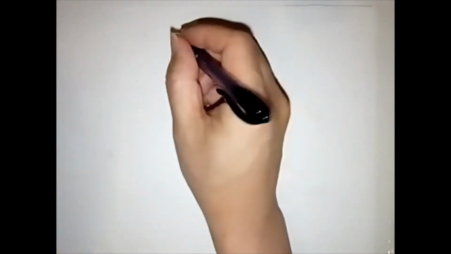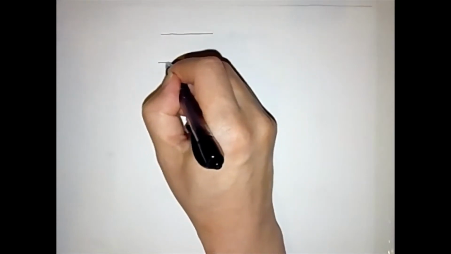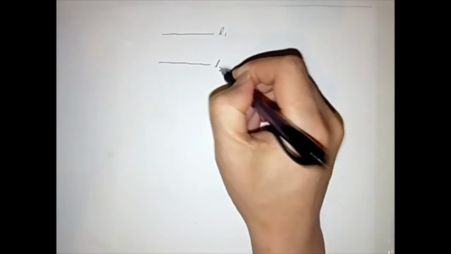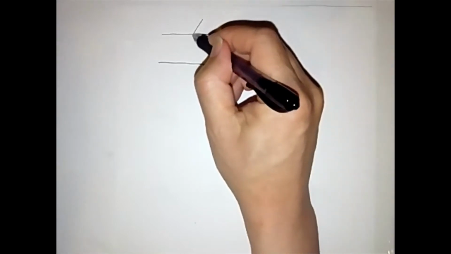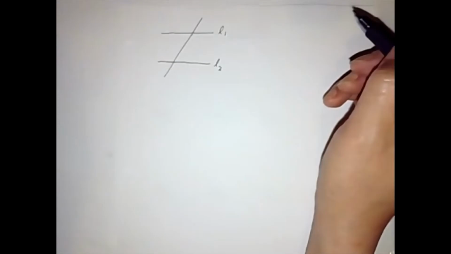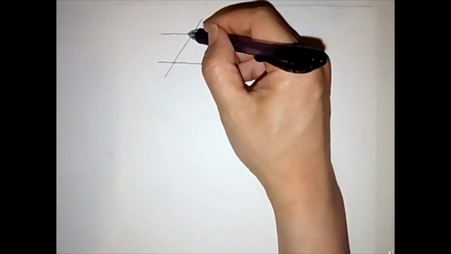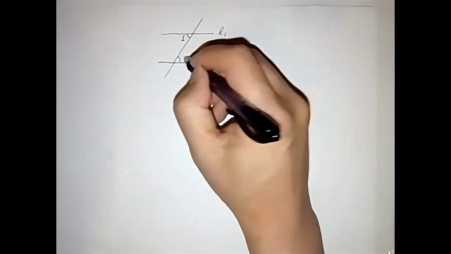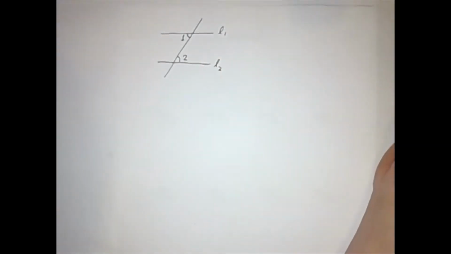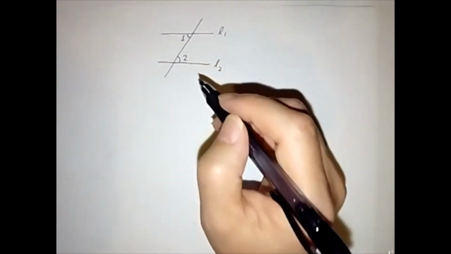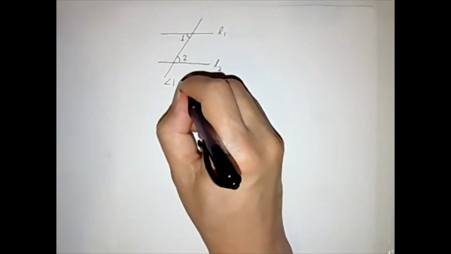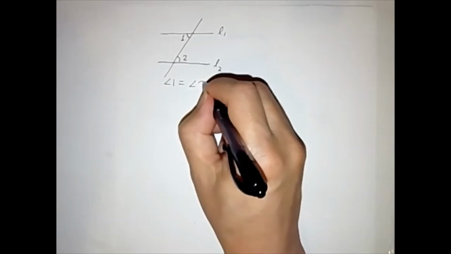We start with a simple case. We have two parallel lines, L1 and L2, and a transversal. I define this angle to be angle 1, and this angle to be angle 2. Then, by the alternate interior angle theorem, we know angle 1 is congruent to angle 2.